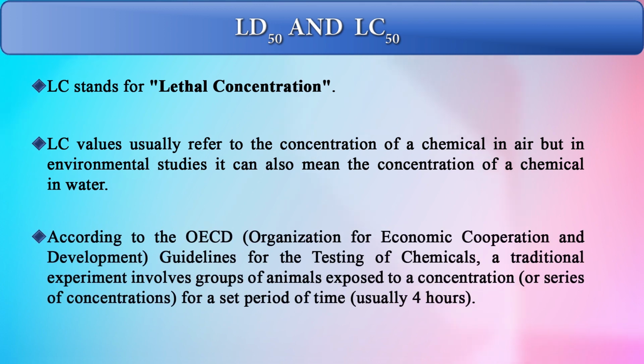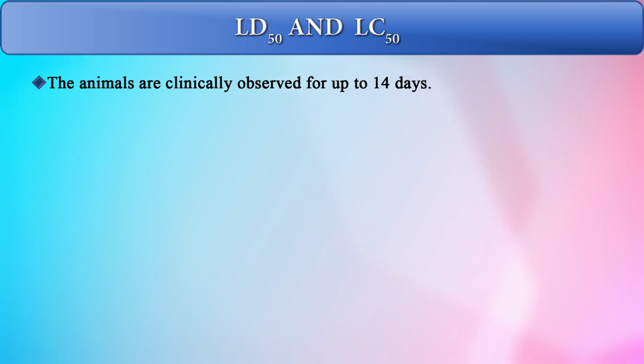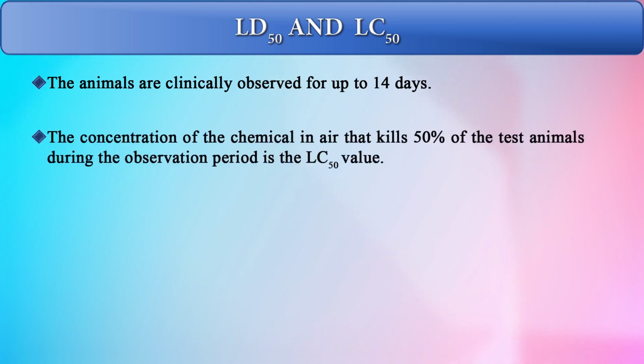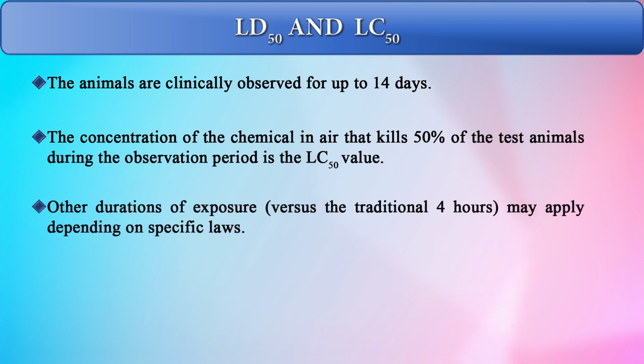According to the OECD, or Organization for Economic Cooperation and Development, guidelines for the testing of chemicals, a traditional experiment involves groups of animals exposed to a concentration or series of concentrations for a set period of time. Usually it is 4 hours. The animals are clinically observed for up to 14 days. The concentration of the chemical in air that kills 50% of the test animals during the observation period is the LC50 value. Other durations of exposure, versus the traditional 4 hours, may apply depending on specific laws.